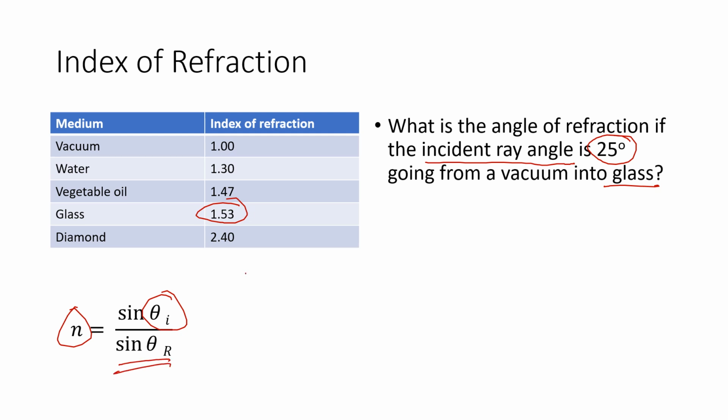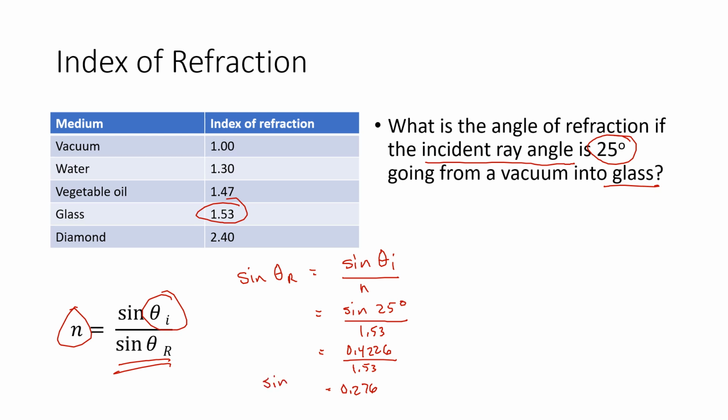So rearranging, you'd end up with sine of the angle of refraction is going to equal the sine of the angle of incidence divided by the index of refraction. So that means sine of 25 degrees all over the 1.53. Sine of 25, using my calculator, I get 0.4226. Divide that by 1.53, and that gives me 0.276. So that's the sine of the angle of refraction.